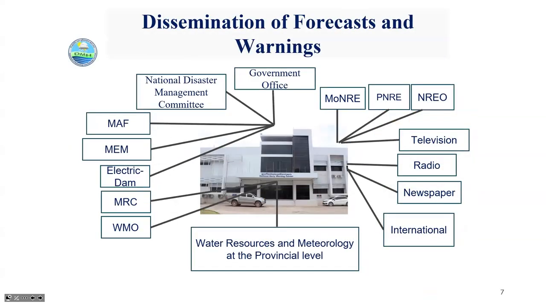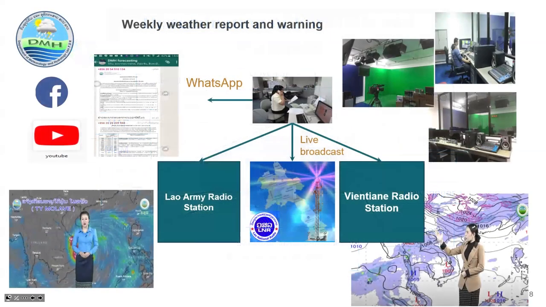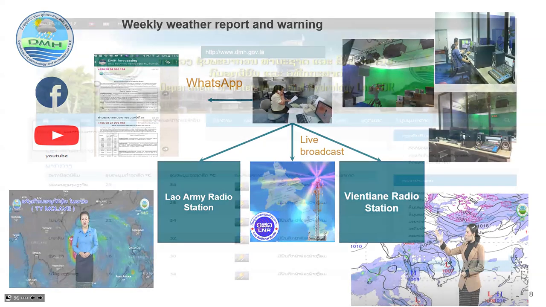This is the dissemination of forecast and warning. Actually, we are water resources and environment, and we collect in the DMS and send it around to government agencies and also provincial areas, and we broadcast to radio, newspaper, television, and we also send to international organizations. And this is the weekly weather report and warning. Actually, we report every day. Three times per day, we publish to Facebook and YouTube also, and we broadcast on radio and also the website.